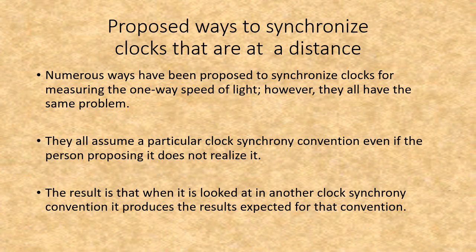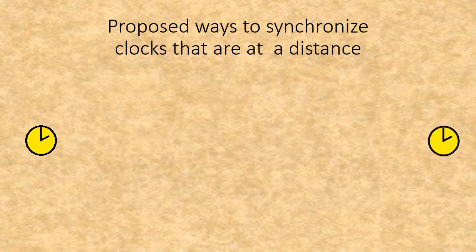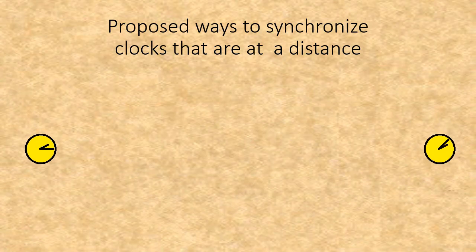Numerous ways have been proposed to synchronize clocks for measuring the one-way speed of light. However, they all have the same problem. They all assume a particular clock synchrony convention, even if the person proposing it does not realize it. The result is that when it is looked at in another clock synchrony convention, it produces the results expected from that convention. The most common proposal is to start with two clocks right next to each other so that they can be synchronized, and then move one of them out to a distance where it can be used to measure the one-way speed of light. The problem with this idea is that it involves moving one of the clocks, and according to special relativity, this very act would cause time dilation, throwing the clocks out of sync.